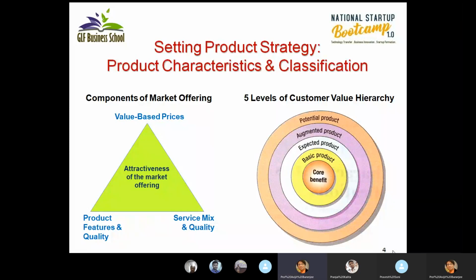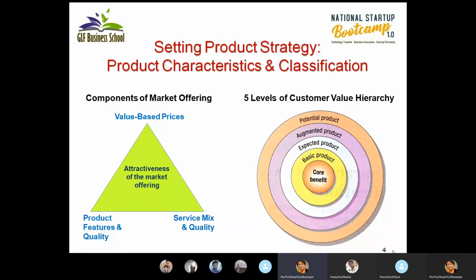The customers will judge the offerings by three basic elements: product feature and quality, service mix and quality, and price. In today's session, we will examine product, services, and price. All these three elements must be meshed into a competitively attractive offering. Very important aspect is product characteristics and classification.